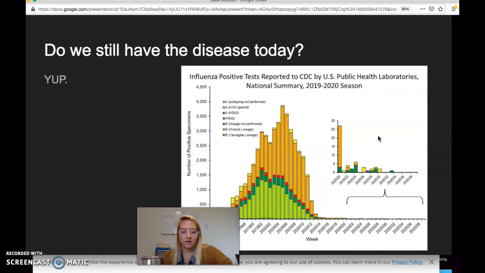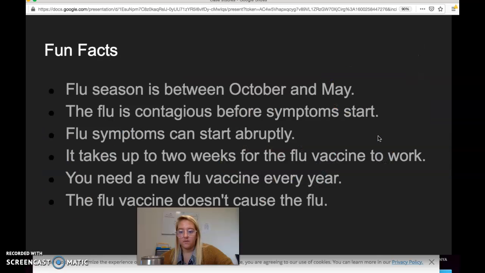Fun facts: flu season is between October and May. We saw that in this graph right here. The flu is contagious before symptoms start. That's also why it's a big deal. It's also why it spreads pretty quickly, because if I don't know I'm sick, but I am contagious, I might still go out and infect other people before I even know I'm sick. Flu symptoms can start abruptly. We probably experienced this. One hour you feel fine, and then the next you no longer feel fine.